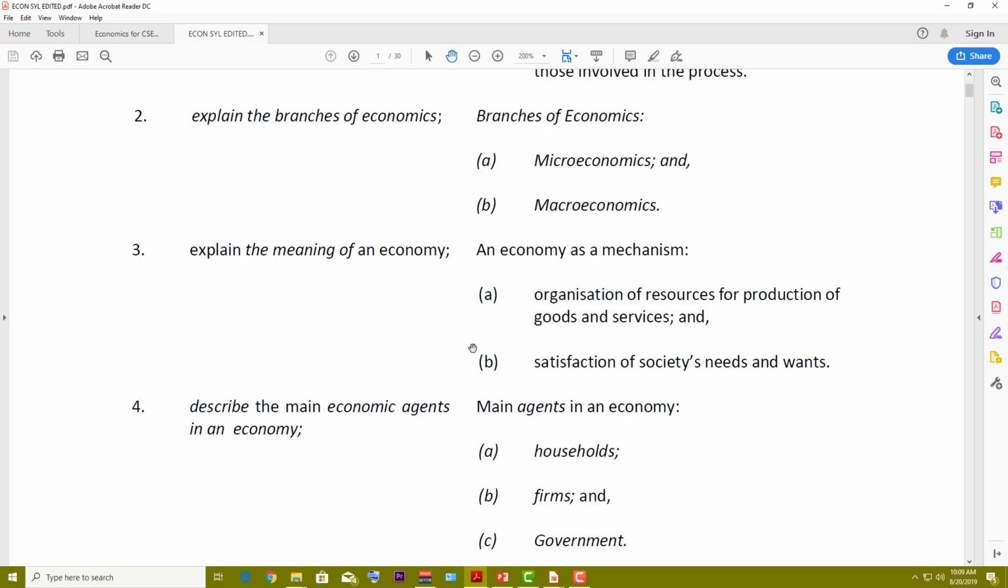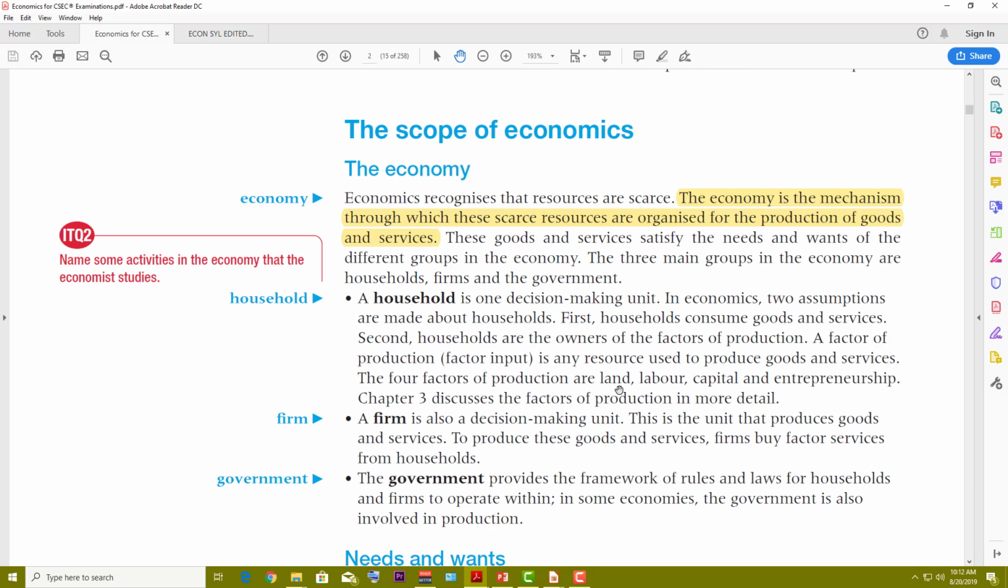So then, what's a working definition for economy? Here in the textbook, you have a simple enough definition for an economy, okay? Let's read. Economists recognize that resources are scarce. The economy is the mechanism through which these scarce resources are organized for the production of goods and services. So that's a simple enough definition for an economy.